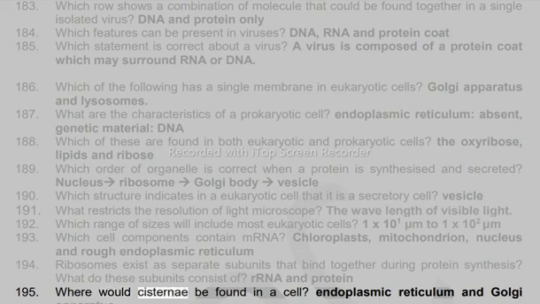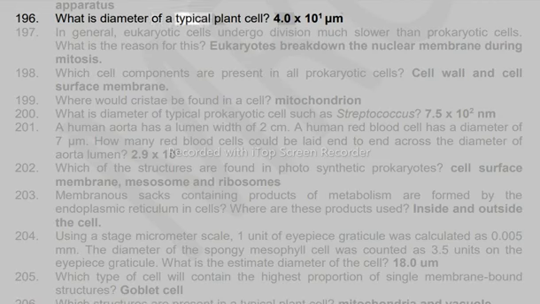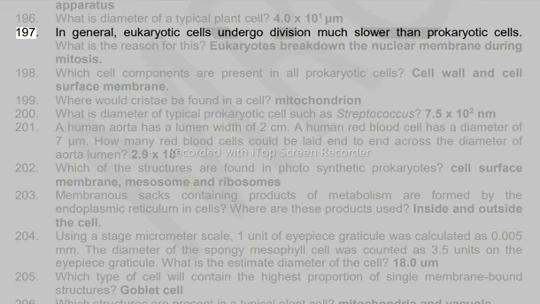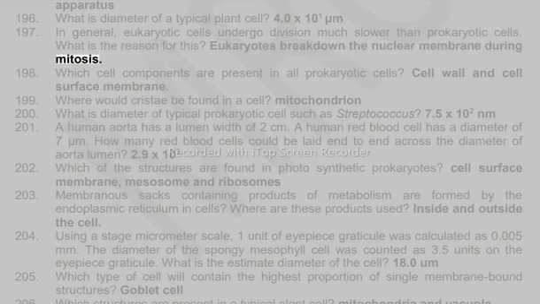195. Where would cisternae be found in a cell? Endoplasmic reticulum and Golgi apparatus. 196. What is the diameter of a typical plant cell? 4.0 × 10¹ micrometers. 197. In general, eukaryotic cells undergo division much slower than prokaryotic cells. What is the reason for this? Eukaryotes break down the nuclear membrane during mitosis.